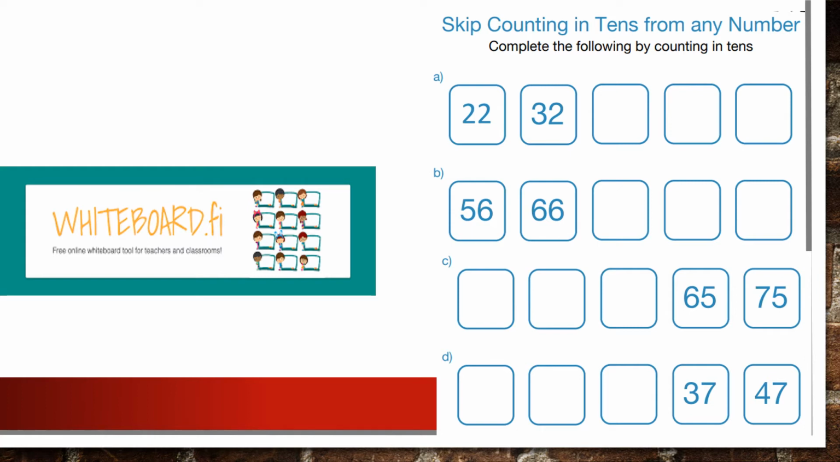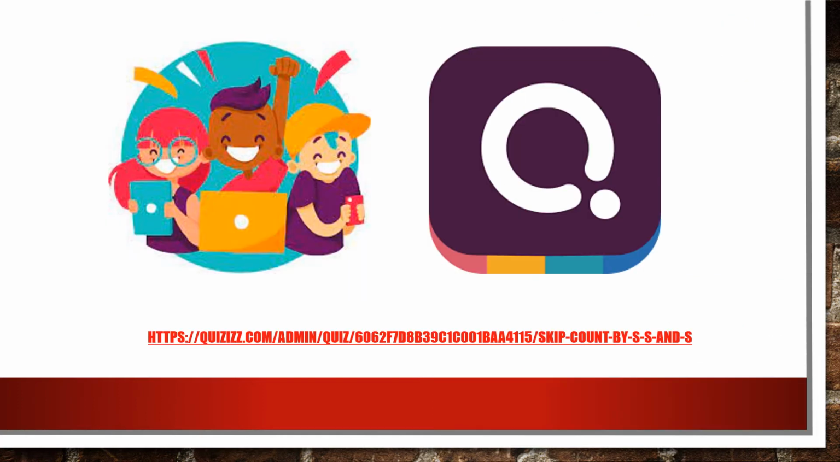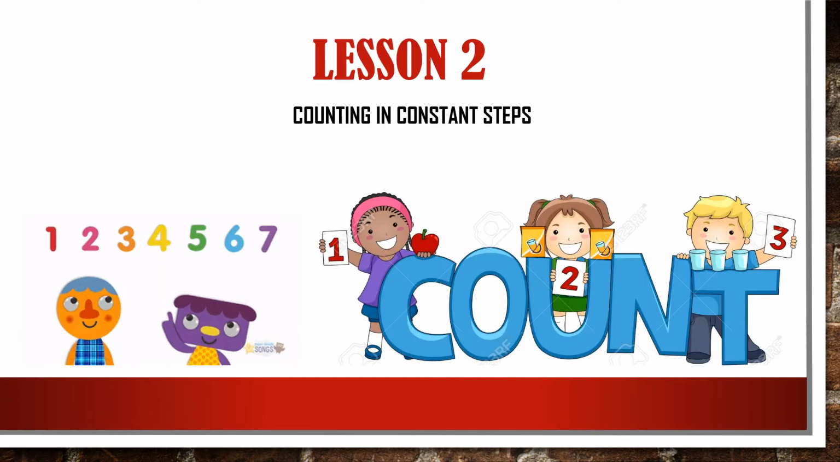Now, we will be doing this exercise in whiteboard 5. Here, we will be counting in 10's. If I start by 22, the next number is 32, right? But what after 32? Which number will be here? We will have fun and learn in the class. Similarly, the same thing for these 3 questions. After the whiteboard exercise, we will be playing quizzes in the class. Now, lesson 2, counting in constant step.